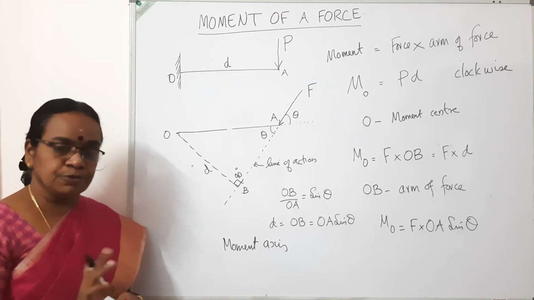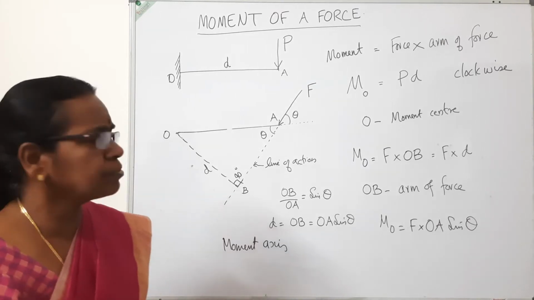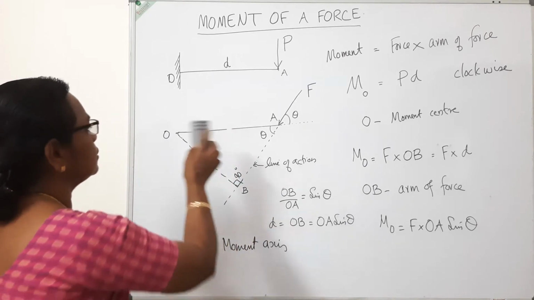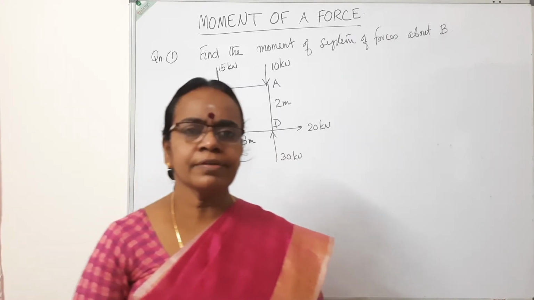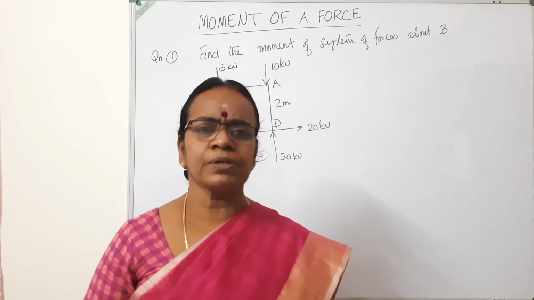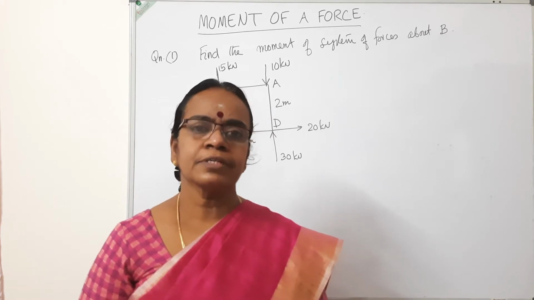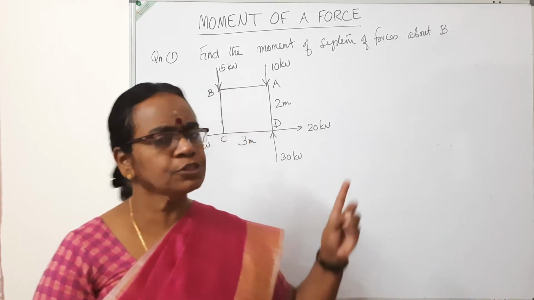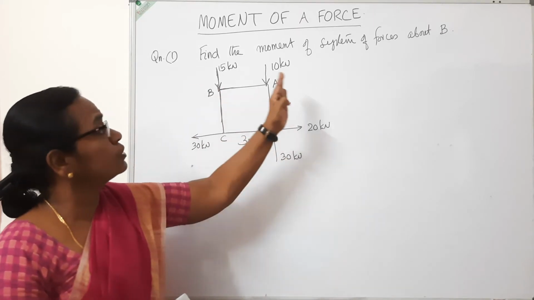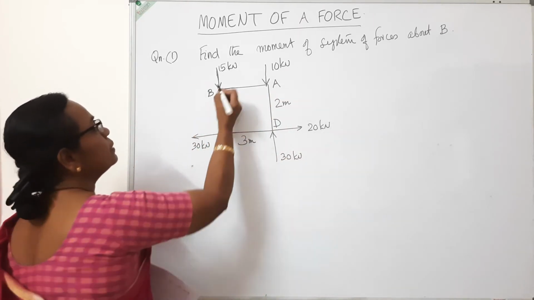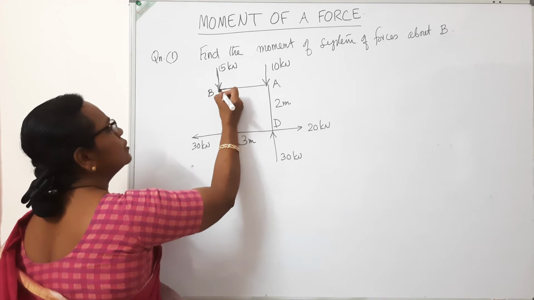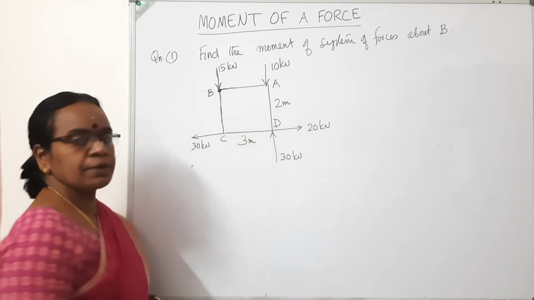So these are the terms when we deal with moment of a force, the turning effect of a force. Let me take some small numerical examples based on this. We'll see how to find the moment of a system of forces about a particular point. So refer to this question. Find the moment of the system of forces about B. So we are asked to find the moment of these forces about B.